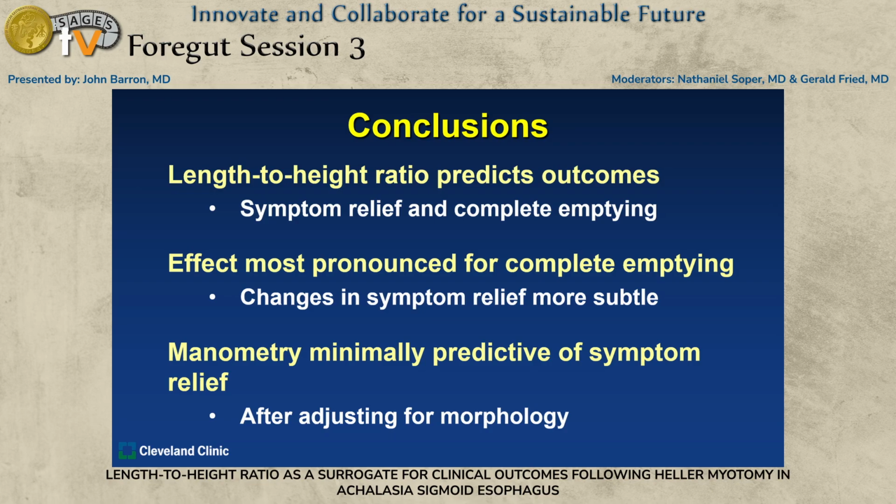In summary, after adjusting for baseline patient characteristics, increased length to height ratio was the only variable highly predictive of both symptom relief and complete esophageal emptying. Despite relatively large changes in esophageal emptying according to complete emptying, changes in symptom relief were more subtle, highlighting the discordance between subjective and objective patient evaluation. Finally, following adjustment for patient characteristics, including morphology, postoperative symptom relief varied minimally according to achalasia manometric subtype, questioning whether the large subtype-based differences previously reported should be attributed entirely to manometric pattern.